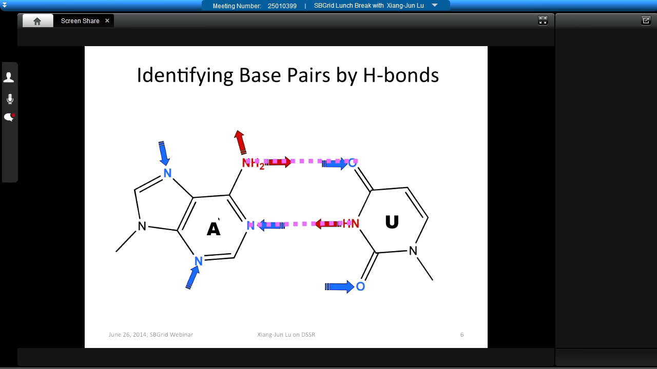And if you are given A, C, G, U in their standard chemical structure, you can actually enumerate all the possible hydrogen bonding interactions. Around 30 years ago, Saenger listed 28 possible base pairs with at least two hydrogen bonds among the base atoms. But this simple hydrogen bonding based scheme has very inherent limitations.